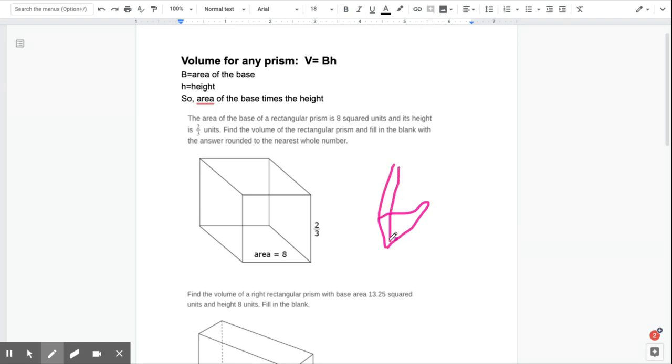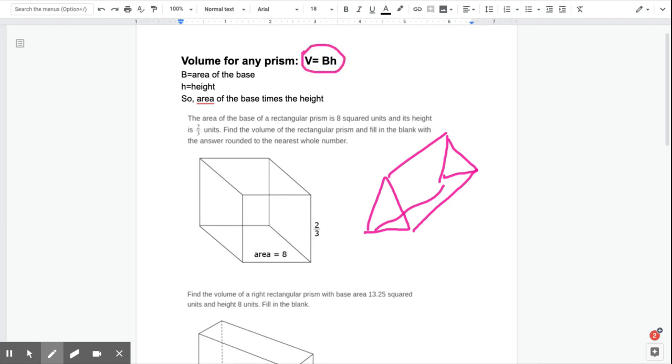We could have a triangular prism. No, that's actually not a triangular prism. Scratch that. That's a pyramid. Let me try that again. This would be a triangular prism. There we go. Okay, it's a prism because of the rectangles, and it's triangular because of the triangles at the top part of it. So how do I find the volume of any type of shape that's a prism?